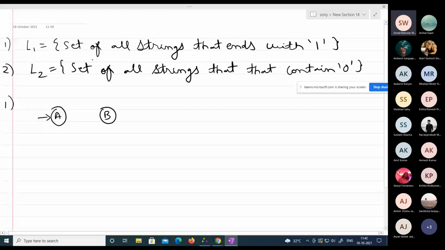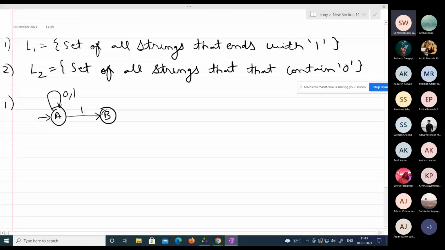But the question is L1 is equal to the set of all strings that end with 1, right? So which value should I give here? A to B is 1, and then a self loop on A with 0, 1. Yes, absolutely correct. This is your first NFA, which is correct.